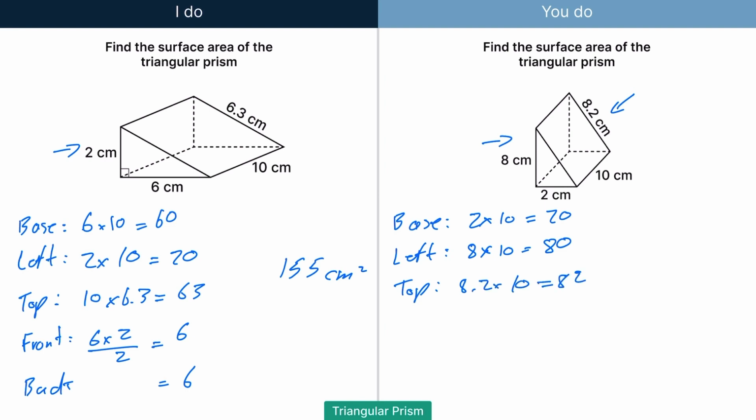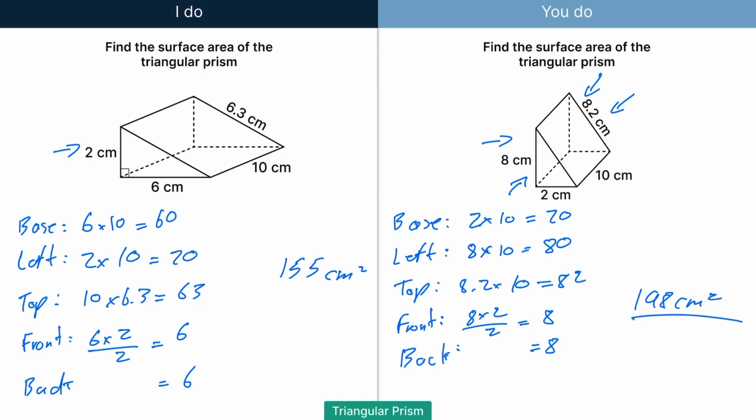And then you're just left with the front and the back. Those are both triangles, and they're both exactly the same. Once I know what the front is, I know the back is exactly the same. So that would just be 8 times 2 divided by 2, which is 8. This would also be 8. And if I total that up, that would be 198 centimeters squared. That is the surface area of that shape there.